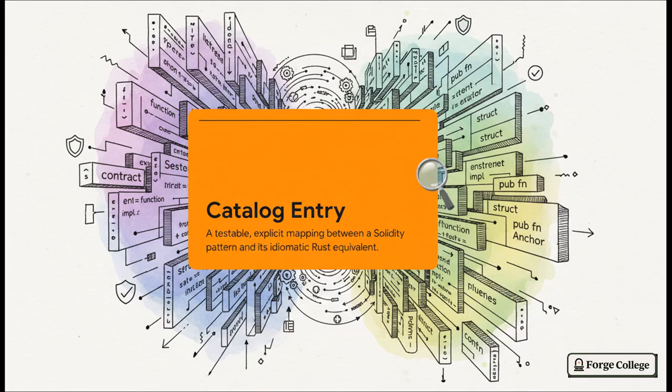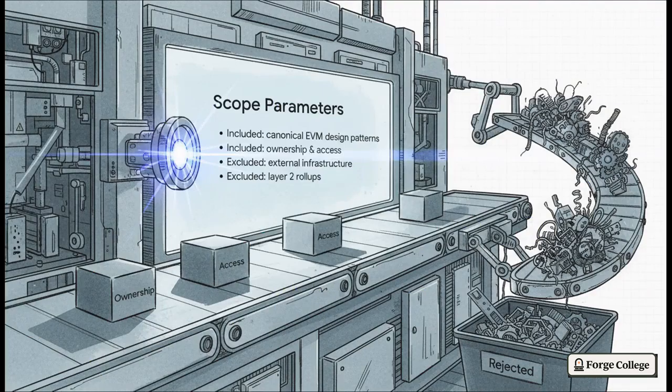It must be explicit, it must be testable, and it absolutely has to be completely reproducible for anyone else looking at your work. So what makes the cut? We are specifically targeting canonical, recurring EVM patterns. We're talking about core concepts like ownership and access control, reentrancy guards, and pull versus push payment flows. And what are we rejecting?